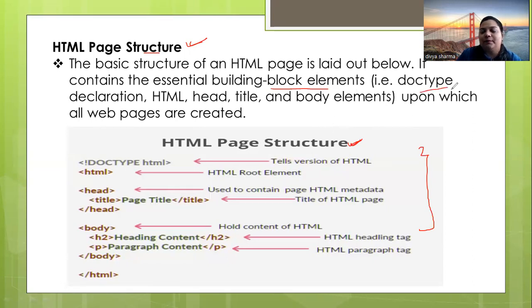First one is the doctype. That will define the document type, the type of the document. Doctype declaration will tell you the type of document. Next one is the HTML tag. You can see here doctype html. It tells the version of HTML, which version you are going to use, and doctype is the document type. And HTML is opening here, and here it's closing.